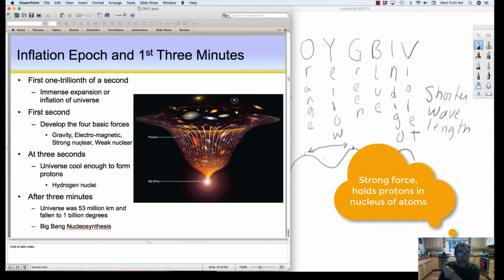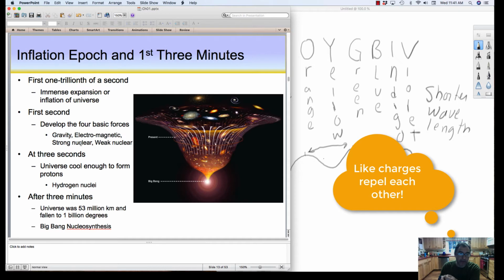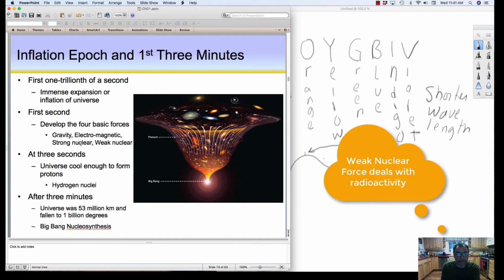keeps protons together in the nucleus. Because one thing we'll learn about protons is they're positive. So how can all these positive charges be held together? Because remember, positive charges, or like charges, will repel each other, right? So there's a nuclear force that's holding those in the nucleus. And the weak nuclear force is radioactivity, right? So we'll talk about the different forms of radioactivity.